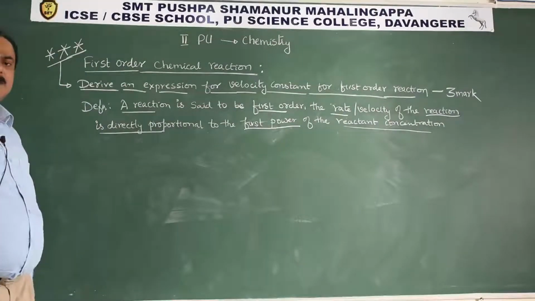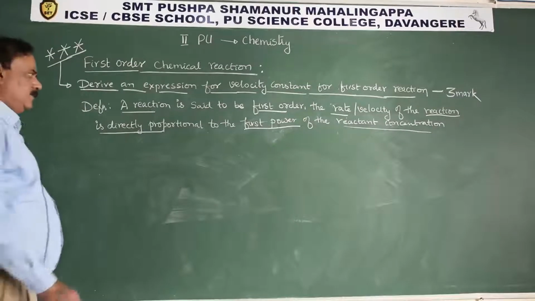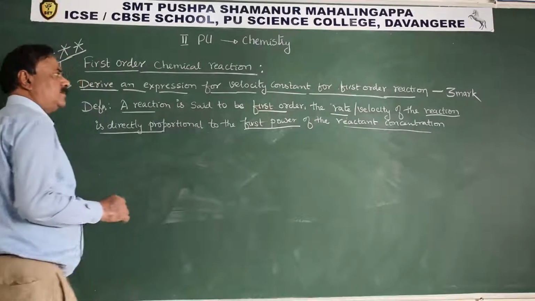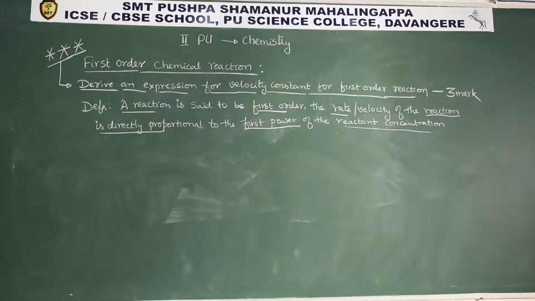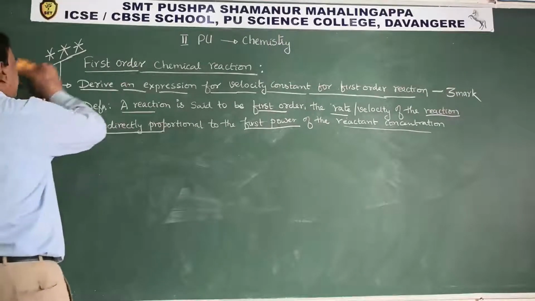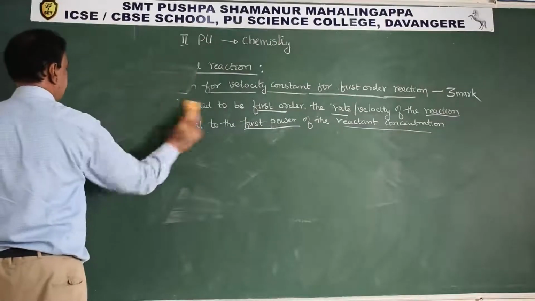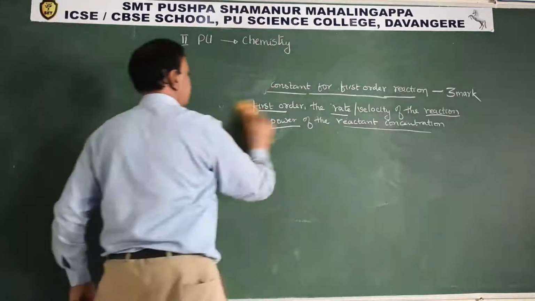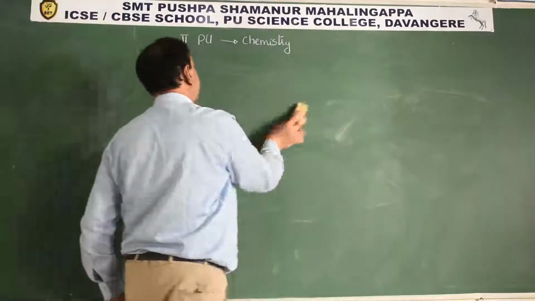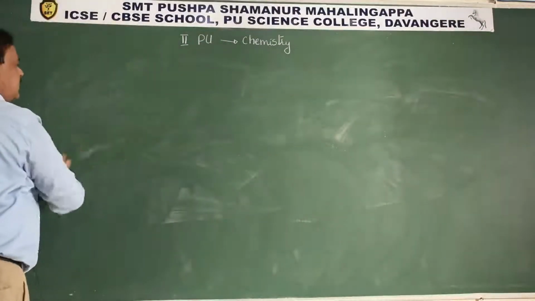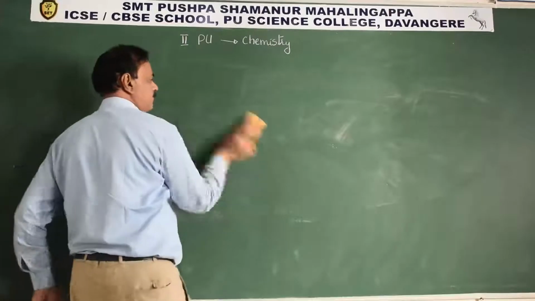This is the definition of the first order reaction. Now let us consider a chemical reaction: R gives rise to product. Similar to yesterday's derivation. If you are clear with the zero order reaction derivation, then the first order reaction is very simple.